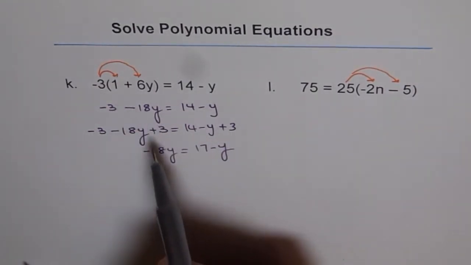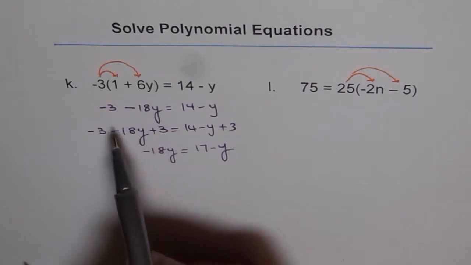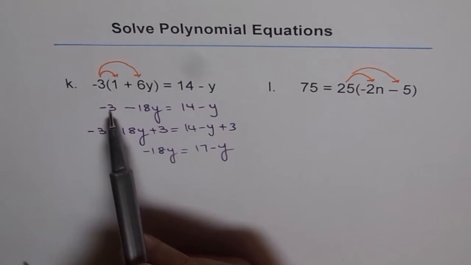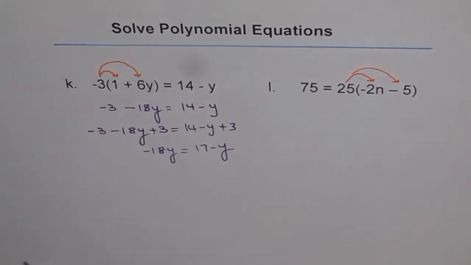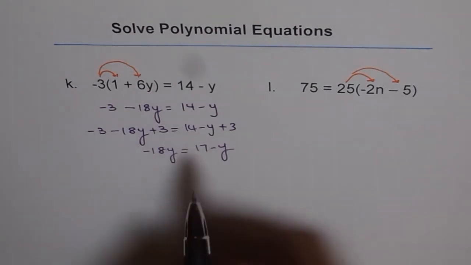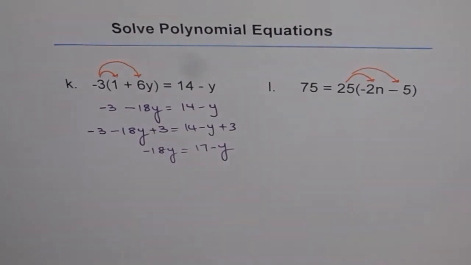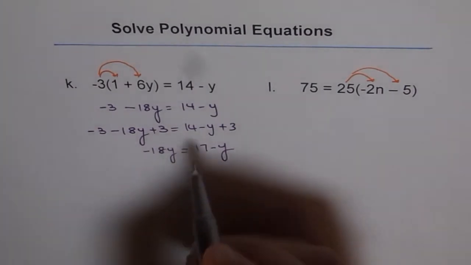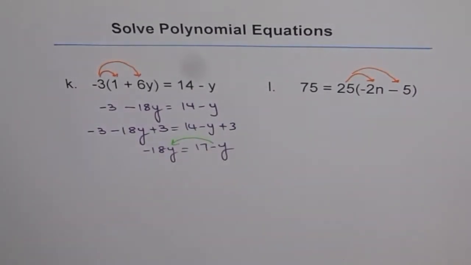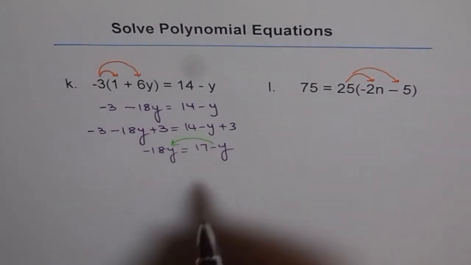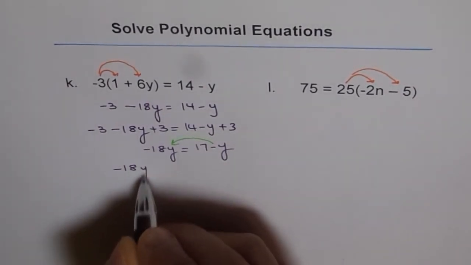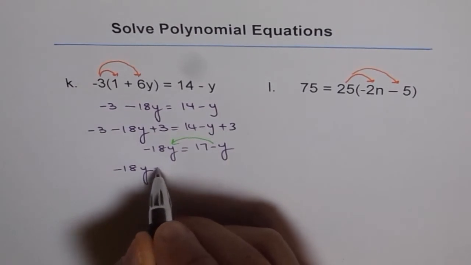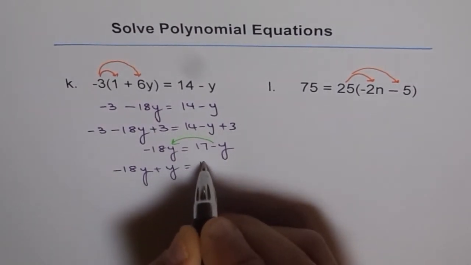By now we have done so many examples, and I hope you've understood that effectively you can change the side of a number by changing its sign, okay? So that is what I'm trying to do in the next step. We have minus y here. If I bring minus y to this side, it will become plus y. So I'll do that. I have minus 18y, and when I bring minus y to this side, it becomes plus y, equals 17. Do you see that?